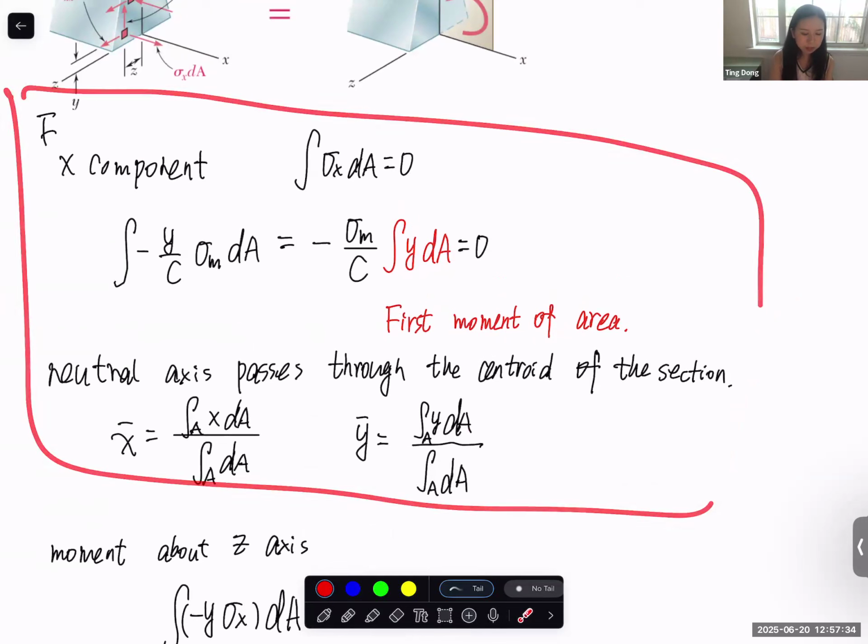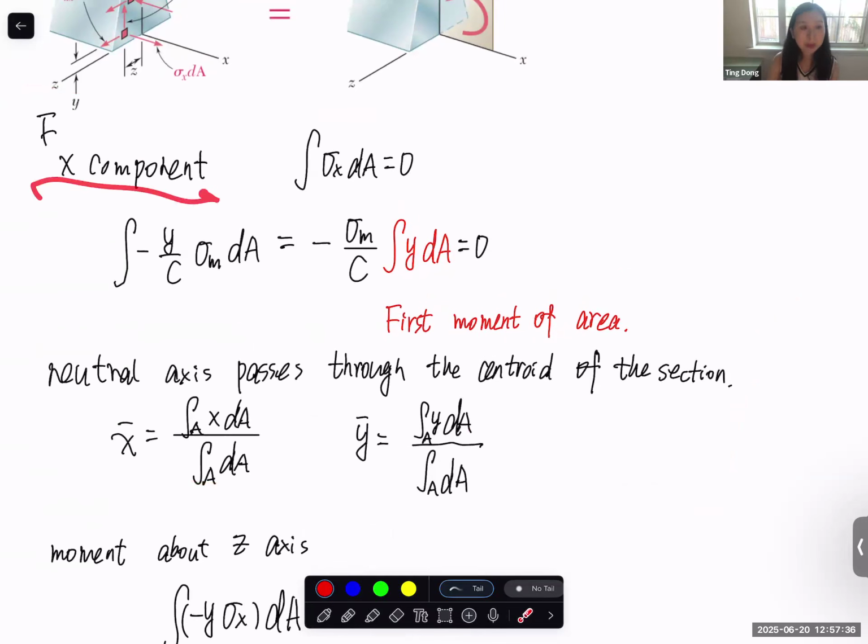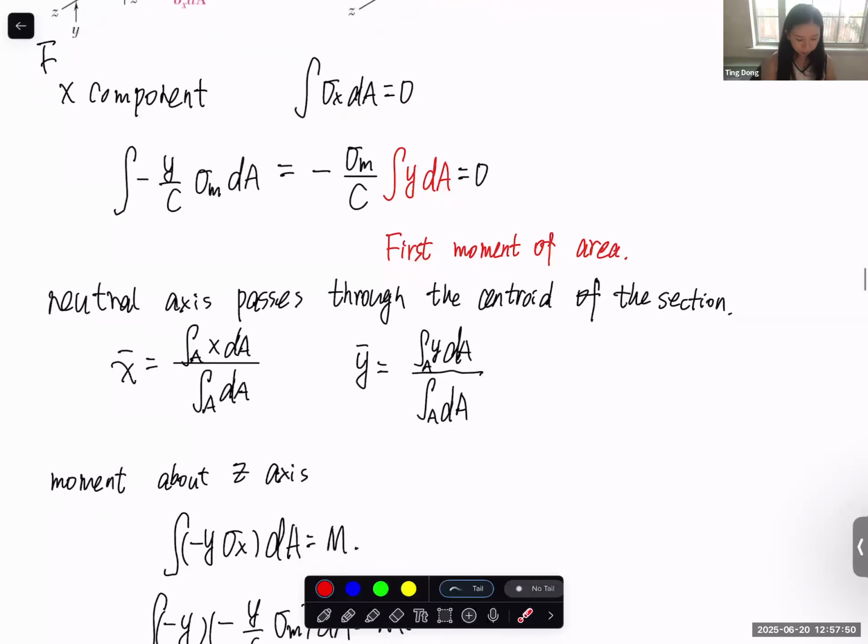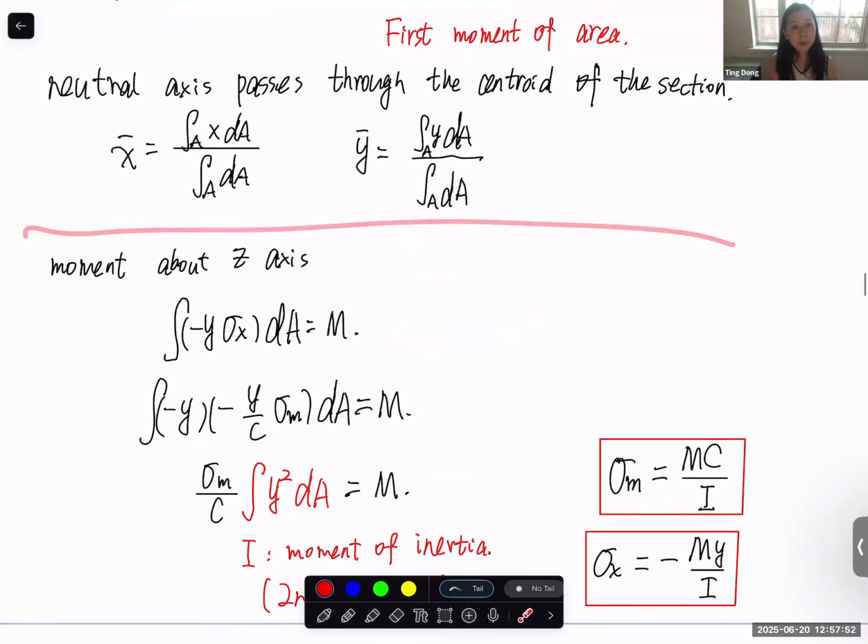And this part, this x component, some students asked during the office hours last time: the x component is the force in the x direction. Integration of sigma x over the area equals the force in the x direction. And since we don't have tensile or compressive force applied, this should be 0. And for the moment about the axis, of course, we know it should be equal to the couple applied.